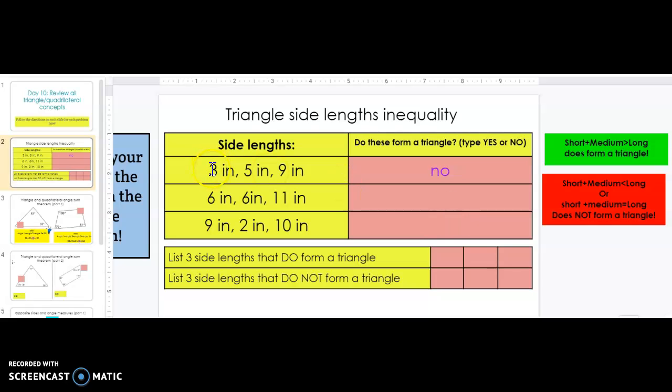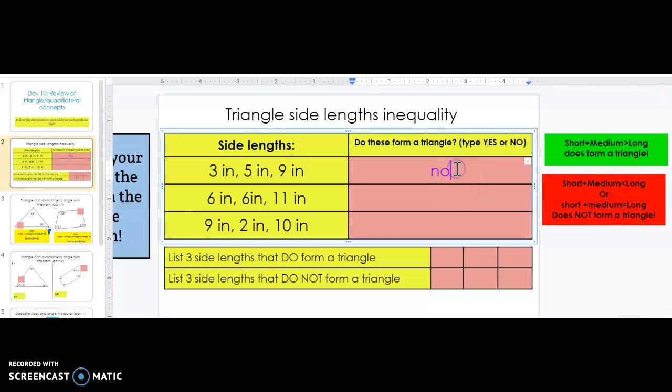So the first one, 3 is the shortest side, 5 is the medium side. 3 plus 5 is 8. 8 is less than 9, which is the longest side. Well, if short plus medium is less than long, that falls into our does not form a triangle category. So I would put no. Okay? Then you will just do that same process with the last two, and you'll put yes or no in these boxes.